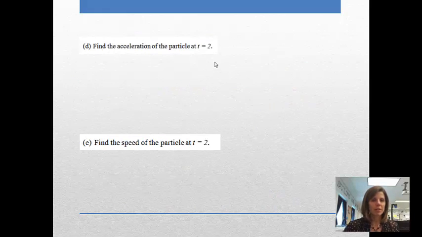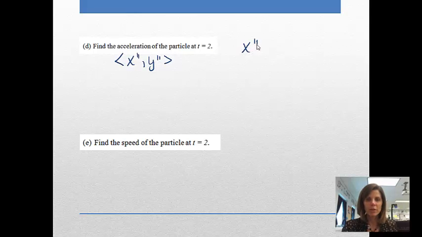Part D says to find the acceleration of the particle at t equals 2. Remember, it was x double prime and y double prime. So let me do my little side trip again. If my first derivative was 6t minus 2, my second derivative is 6. And for y double prime, my first derivative was 6, so my second derivative will be 0. So the acceleration vector will be represented by 6, 0.